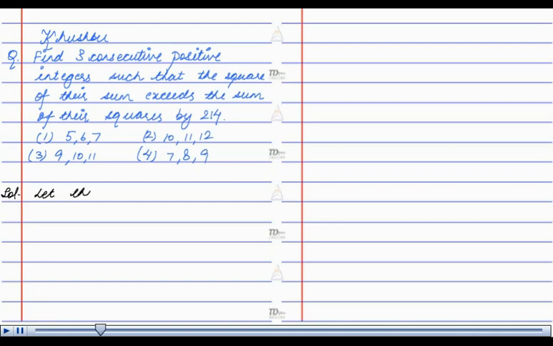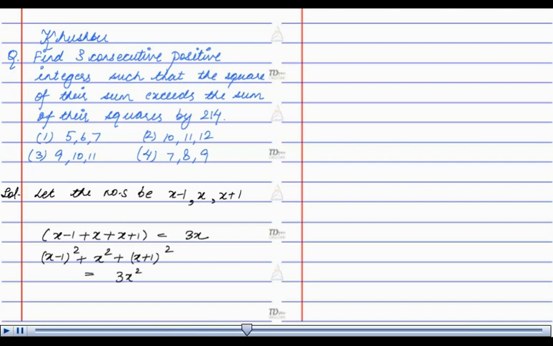Let the numbers be x minus 1, x and x plus 1. Then, as given, we have the sum of the numbers as x minus 1 plus x plus 1, that is 3x, and the sum of their squares as (x minus 1) whole square plus x square plus (x plus 1) whole square, that is 3x square plus 2.